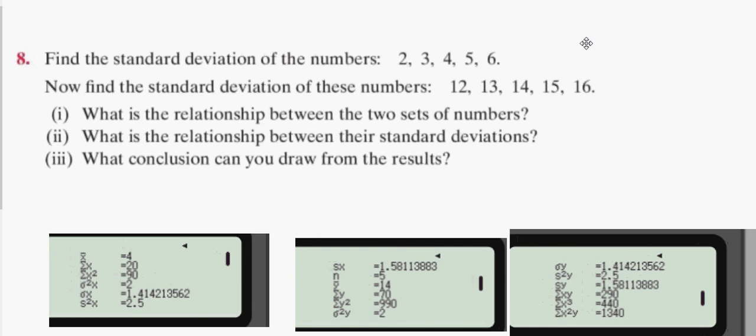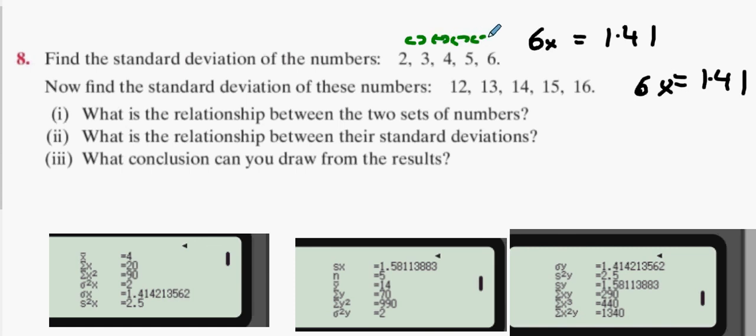What did you get as the standard deviation? 1.41. Okay. Did anyone get 1.41 for the second one? No, it's 1.41 for the second. And what's the first one? Yeah, exactly. Now, you shouldn't be shocked it's the same standard deviation in both of them. Can you tell me why it's the same standard deviation? They're both spaced the same way. It's a gap of 1 between each one, isn't it? So both of them are spaced the same way.